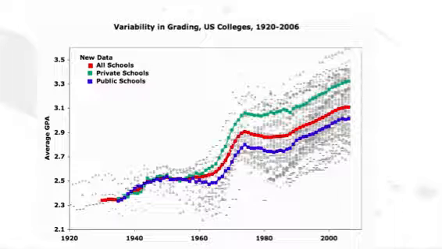In the 1930s, the average score at American colleges and universities was only about 2.3. In the 1960s, private college grade inflation rose faster than in public schools.